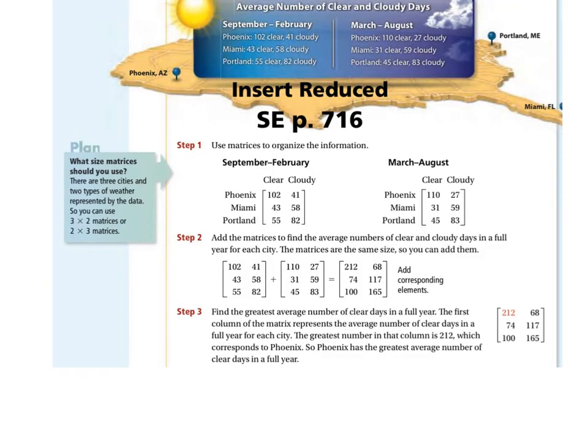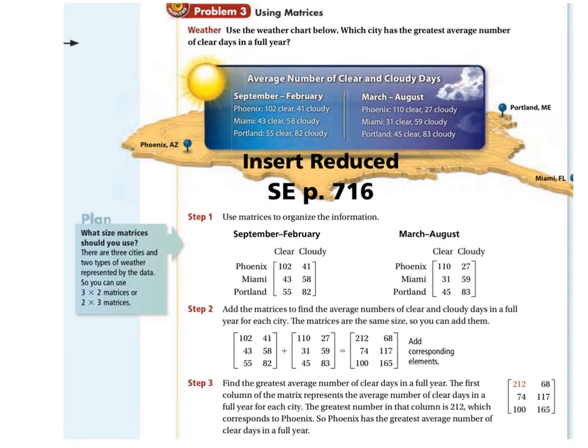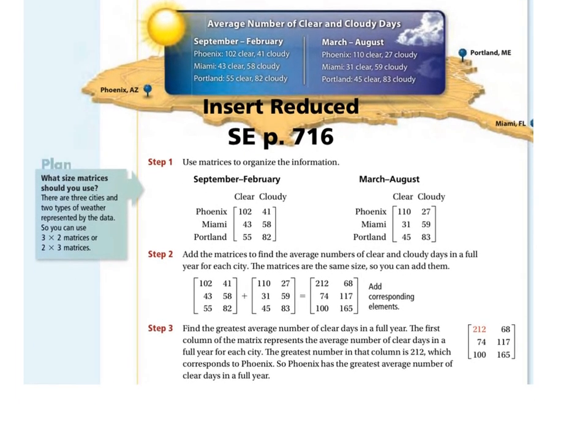So, again, you can take a look down here, and it says insert reduced. Ignore that. That's not a big deal. So what we're looking at here gets back to the idea of what these were originally for. It says, use the weather chart below. Which city has the greatest average number of clear days in a full year? We're looking for clear days. I'm going to write that off here so I remember. Clear days.